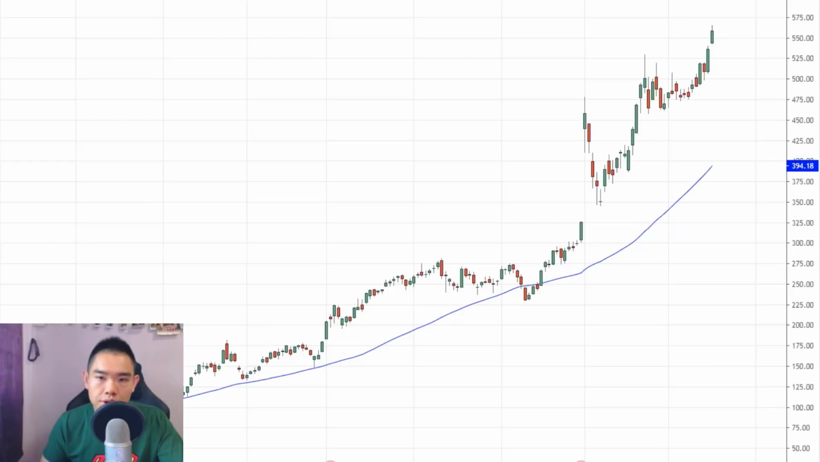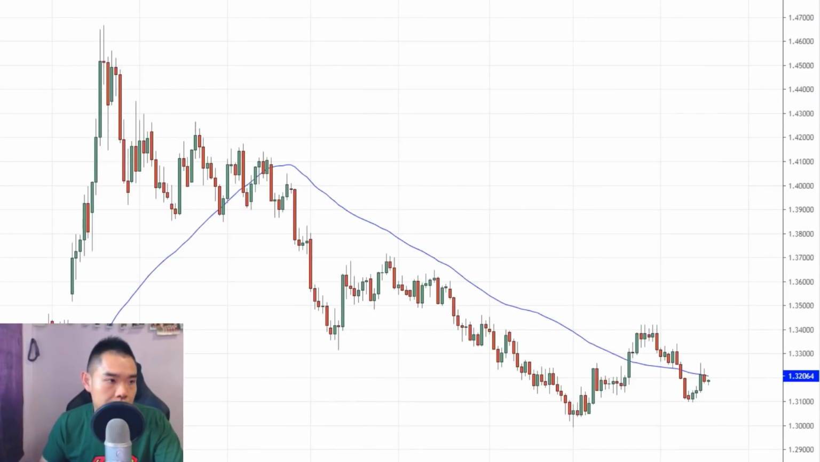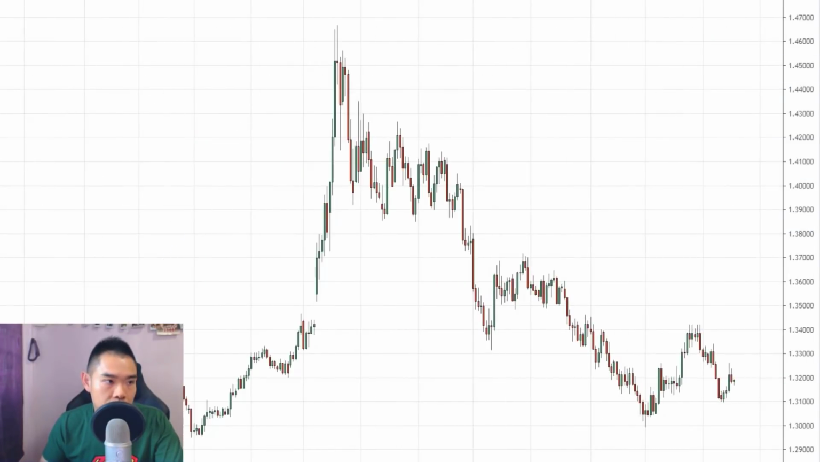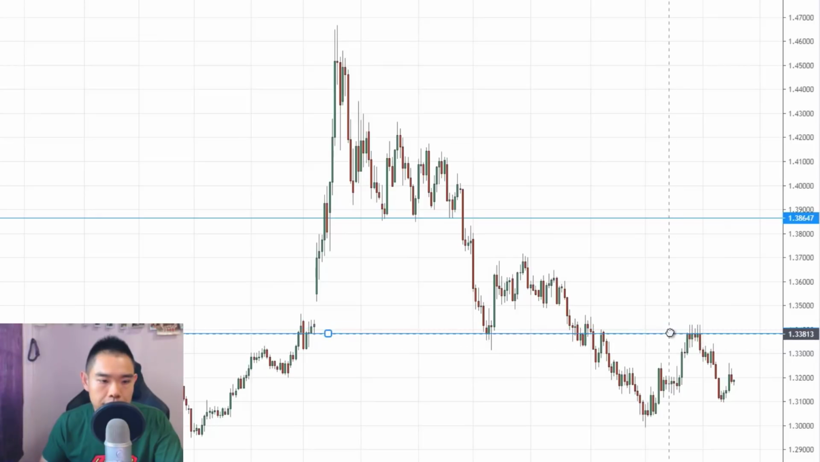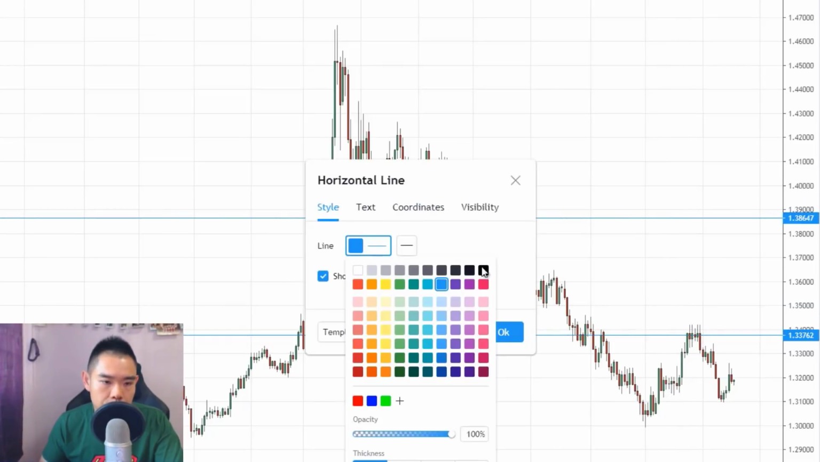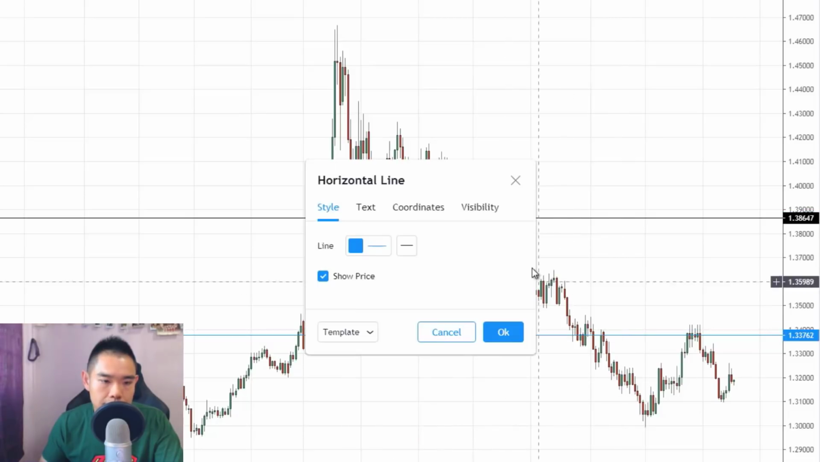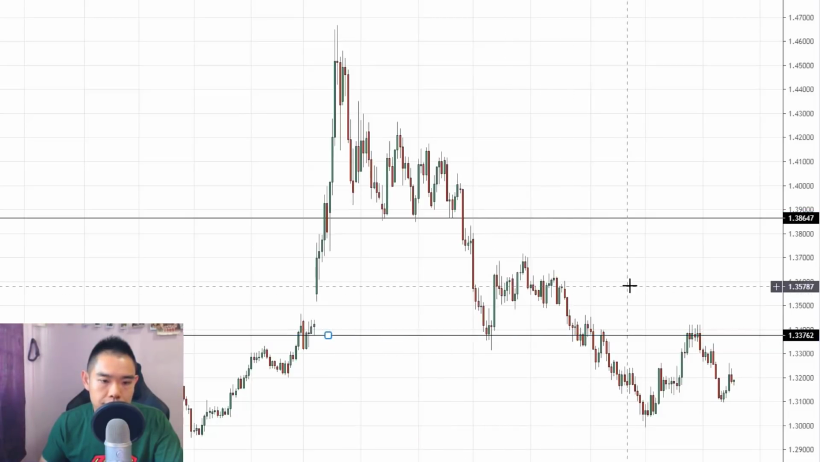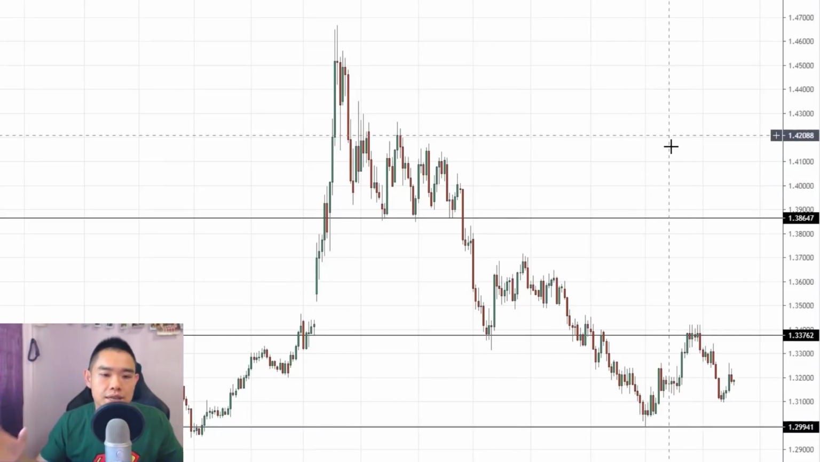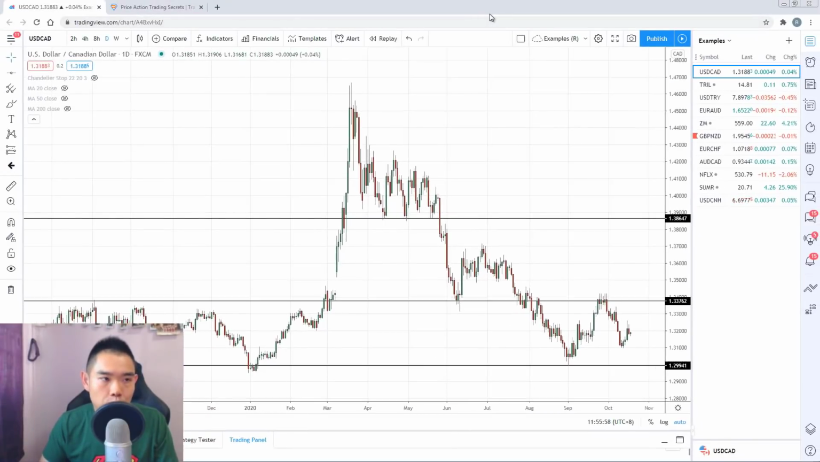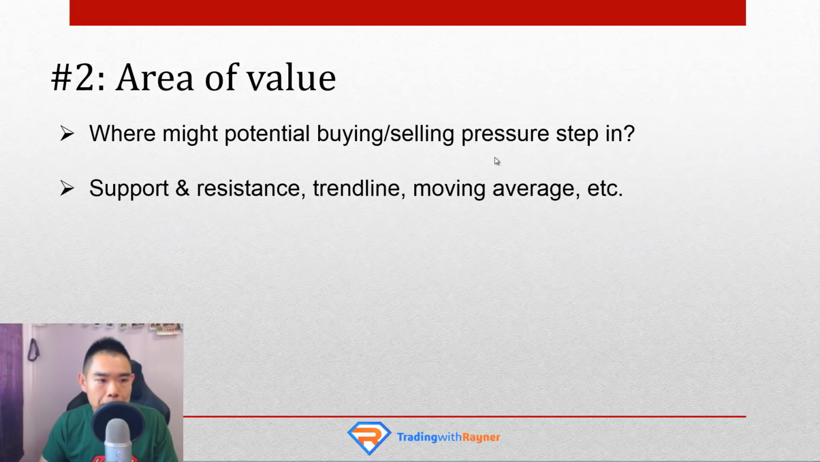Or if you look at dollar Canadian, okay, over here, I think I didn't have any lines here, but I can just draw some simple basic support resistance that could serve as an area of value. Okay, so you can see over here. Okay, let me just change this to black. Usually my levels are black. So you can see over here, right? These are potential area of value on the chart. So simple stuff, right? So basically ask yourself, where might potential buying and selling pressure come in? So this is the second question to ask yourself, right?